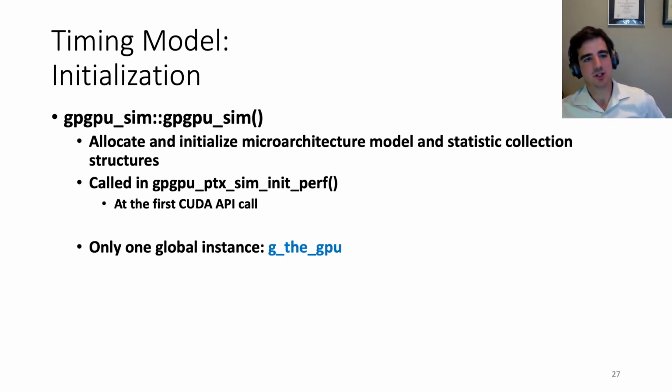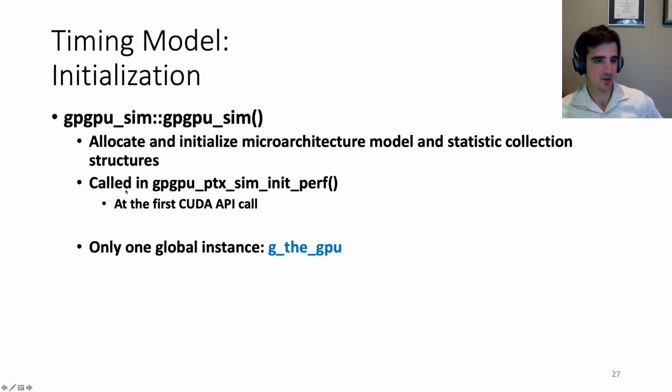Okay, so initializing the timing model is done through this constructor. If you go through this code, it's standard C++ code that will allocate and initialize all of the different things in the microarchitecture model. It also initializes all the statistics, because really what you get out of a simulator is a bunch of statistics. So the whole purpose of this thing is to collect stats. There's a bunch of code that collects a whole variety of statistics.